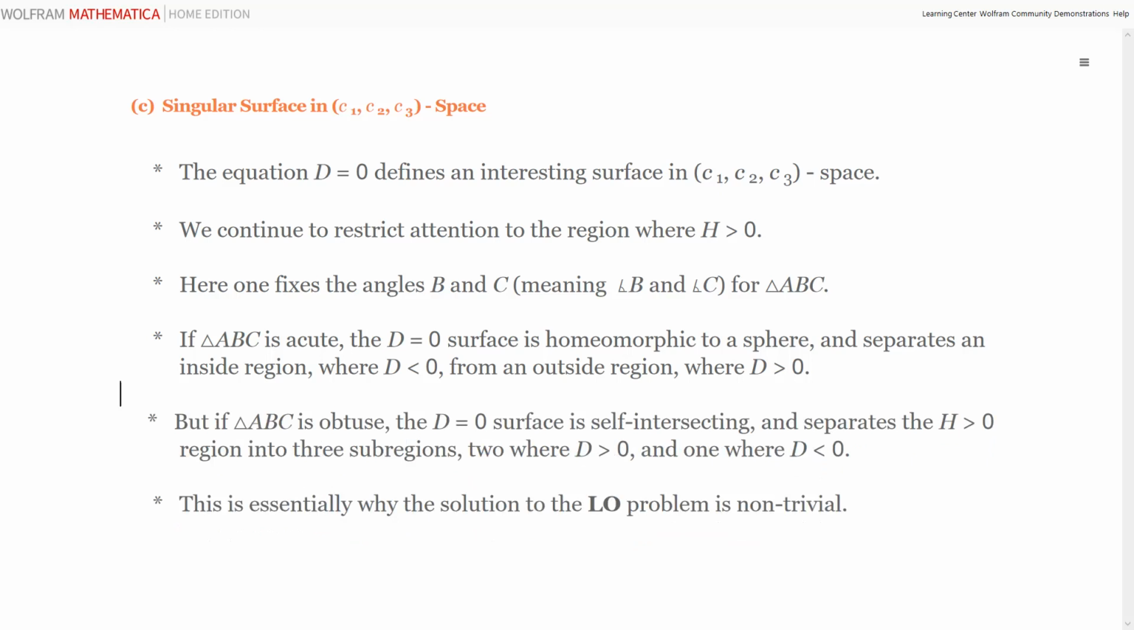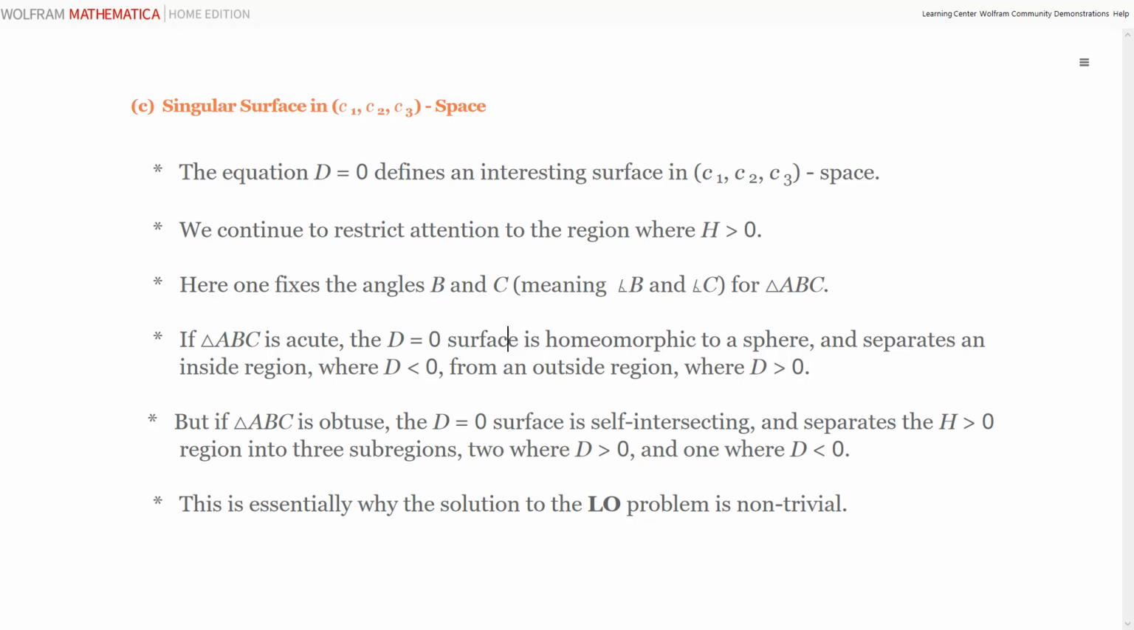All right. First, we're going to look at a case where triangle ABC is obtuse. And in that case, we're going to see a surface that is self-intersecting. And it separates the region where H is greater than 0 into 3 subregions. Okay? On 2 of them, D will be greater than 0. On 1 of them, D will be less than 0. And here's the thing. Only on 1 of these 2 regions where D is greater than 0 do we have points that are not feasible, right? That do not solve the lines problem.